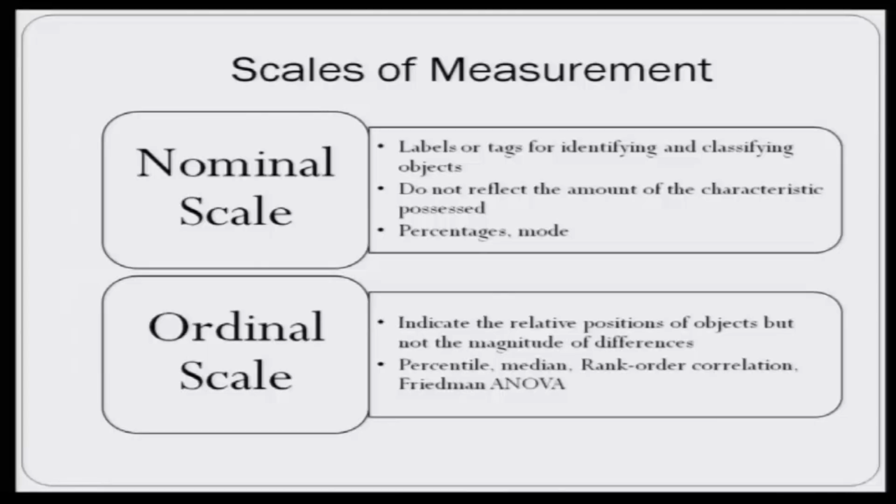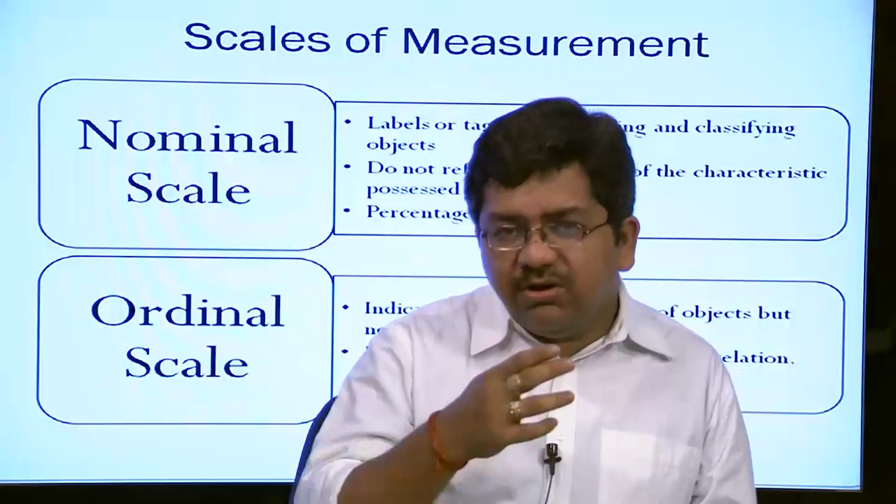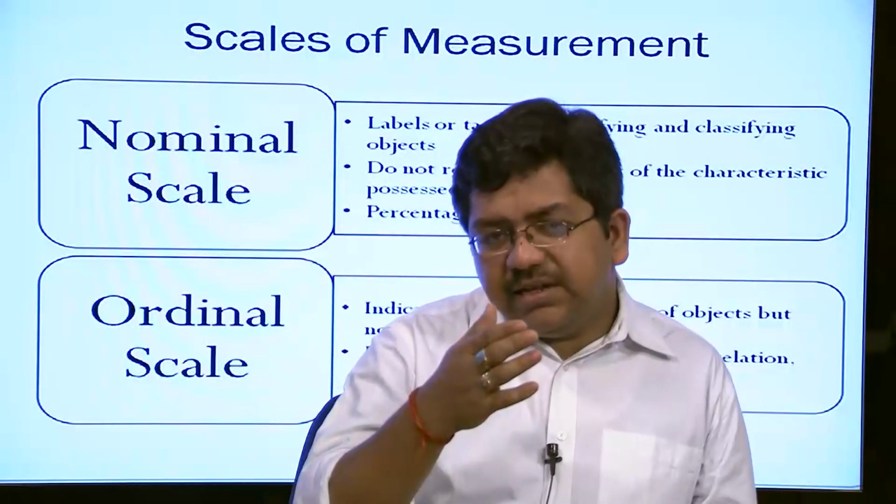The second type of scale is the ordinal scale. Ordinal scale indicates the relative position of objects, but not the magnitude of difference. In this class of 5625, you got a grade on your assignment. All those who have been graded A are better than those who have been assigned grade B, and those who have been assigned B are probably better than C, but you cannot say how much better A is from B.